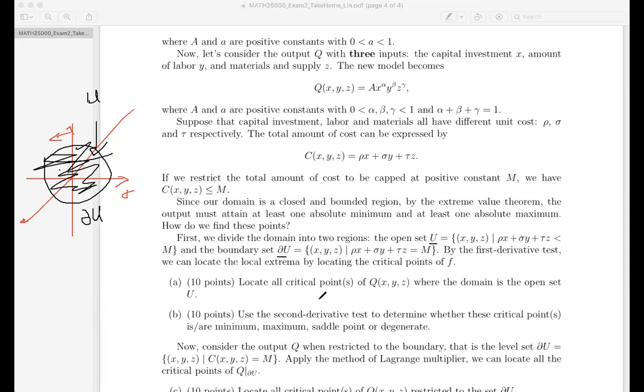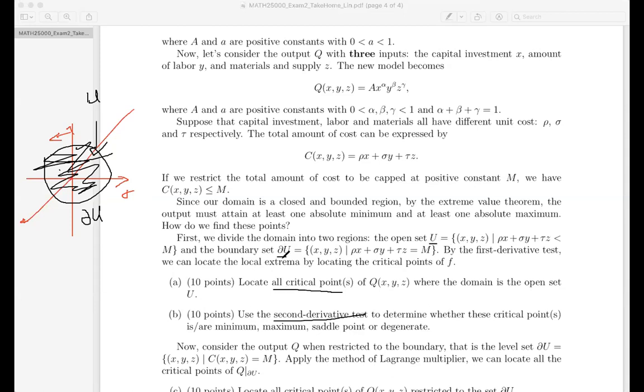All right. So for the open set U, you can find the critical points using the first derivative test, and you can use the second derivative test to test whether or not the critical points are minimum, maximum, saddle point, or degenerate. These are local behaviors, of course. We can do that because the domain here is an open set.